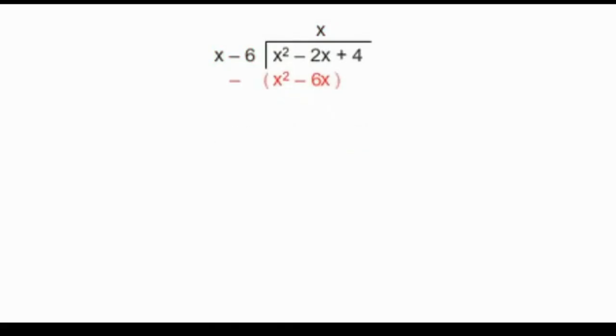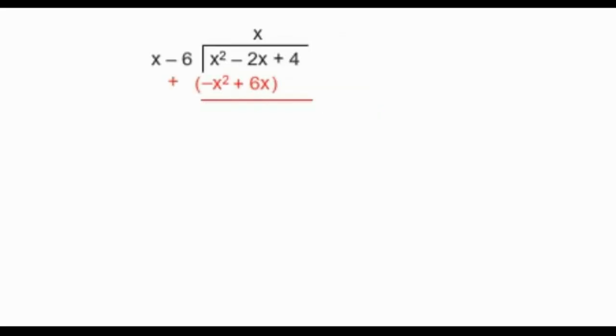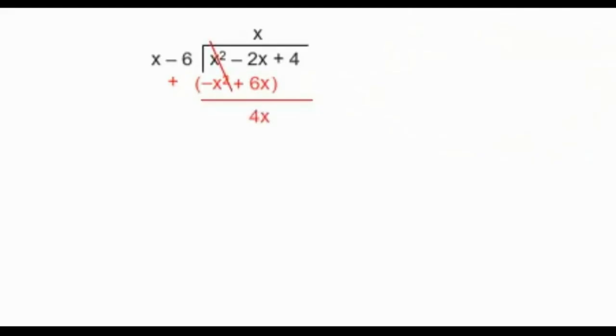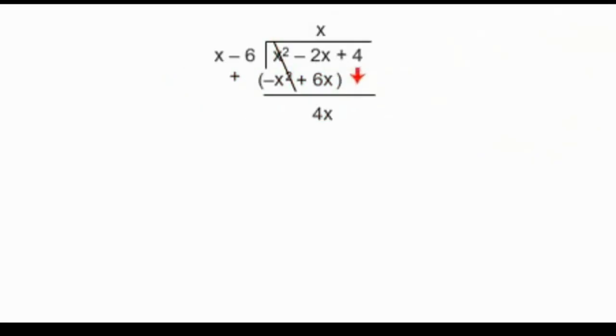Now it's time for subtraction. Be very careful here. When subtracting a binomial, there is a -1 that needs to be distributed to each term before like terms may be combined. Once the -1 has been distributed to each term, the subtraction sign becomes an addition sign, and the like terms may be added. Bring down the next term. Repeat the steps of long division until all the terms of the dividend have been eliminated.